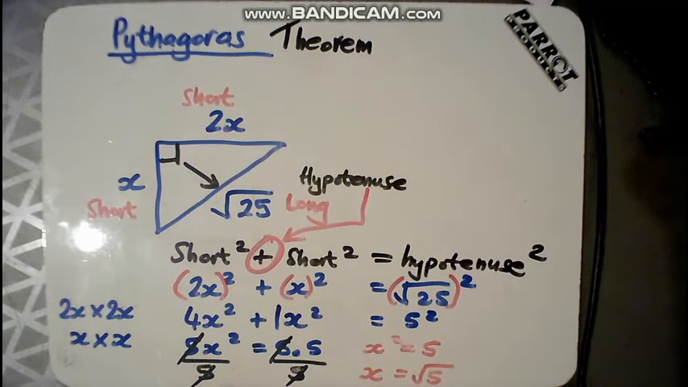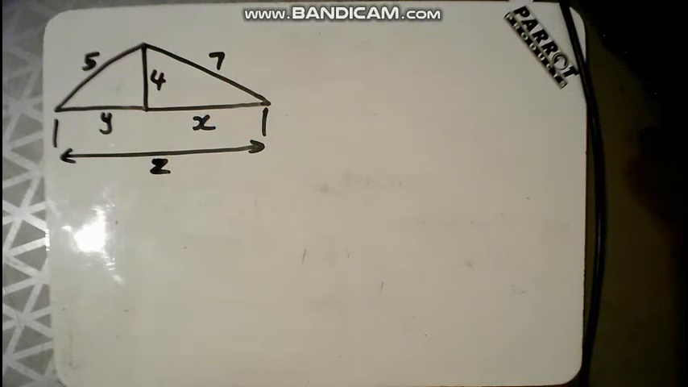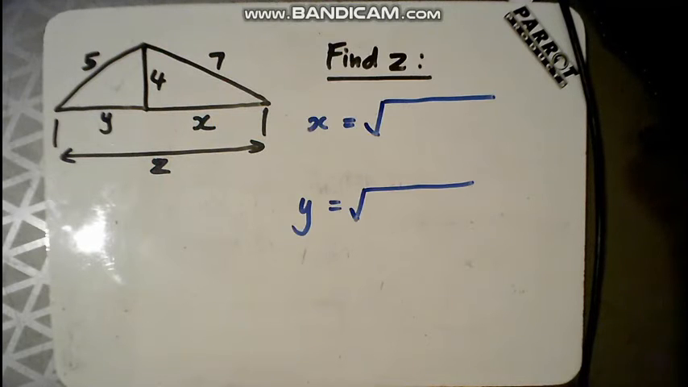Alright, so when finding the hypotenuse, we always add when using Pythagoras Theorem. In the next example, they want us to find z. So we must calculate the value of z. Before we can find z, we'll need to find x and y. We can use Pythagoras. Pythagoras only works on right-angled triangles. Don't forget to always write the reason.